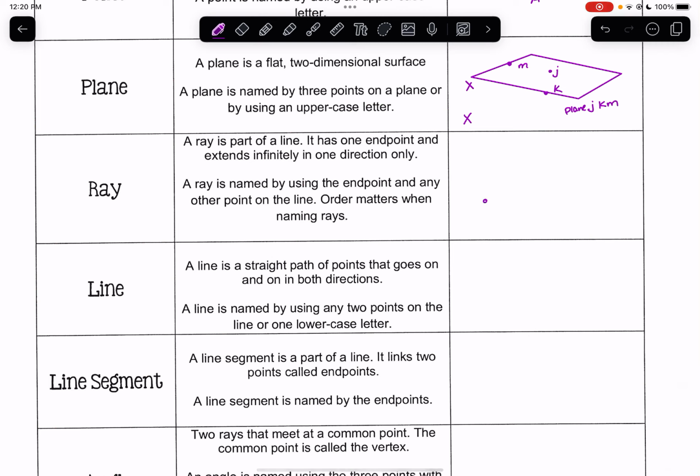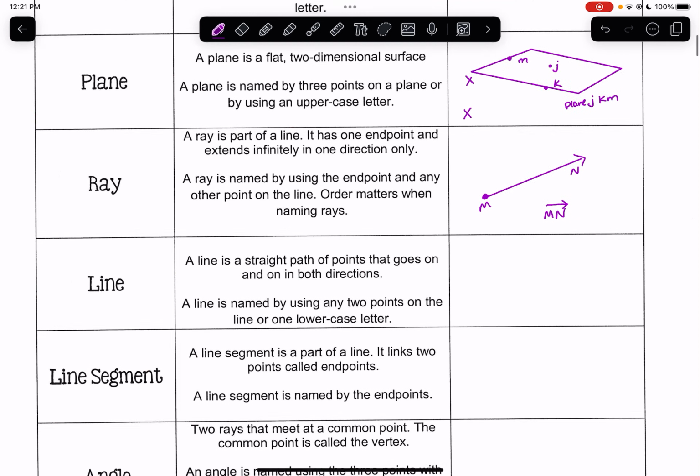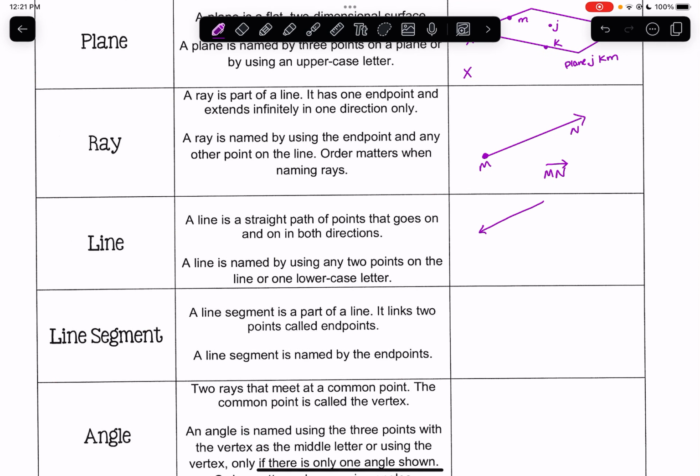A ray is only part of a line, so it starts from a point and then goes off forever in one direction. So if I call this MN, the order matters because you then draw the one-sided arrow in the direction that it's going. A line goes on forever in both directions. So we could call this MN, or you can use one lowercase letter, so if we call this L, or line L.